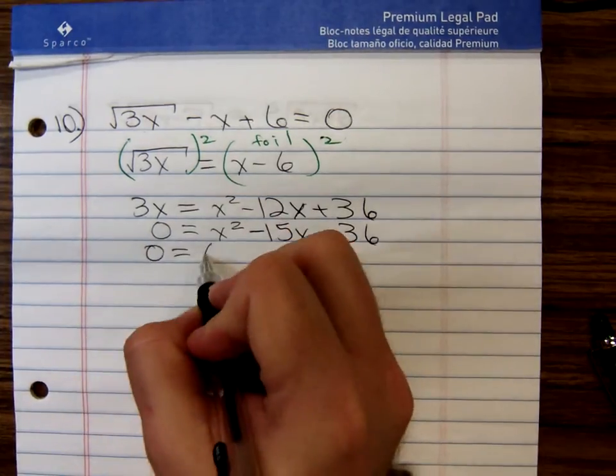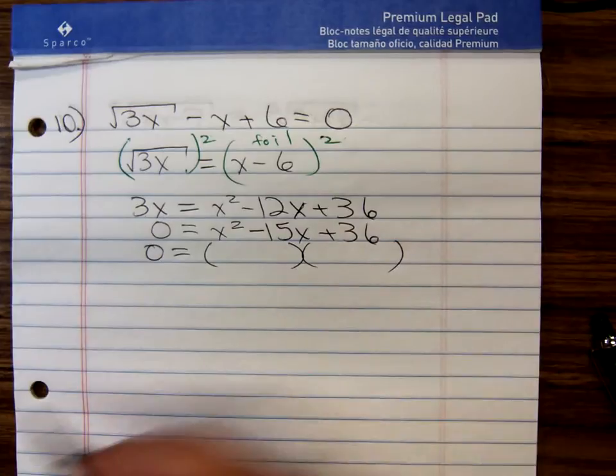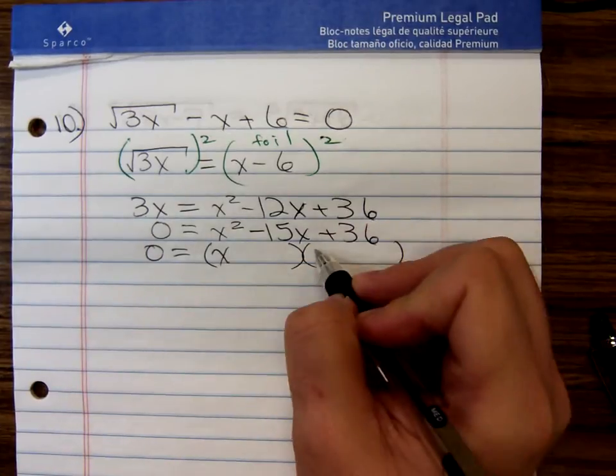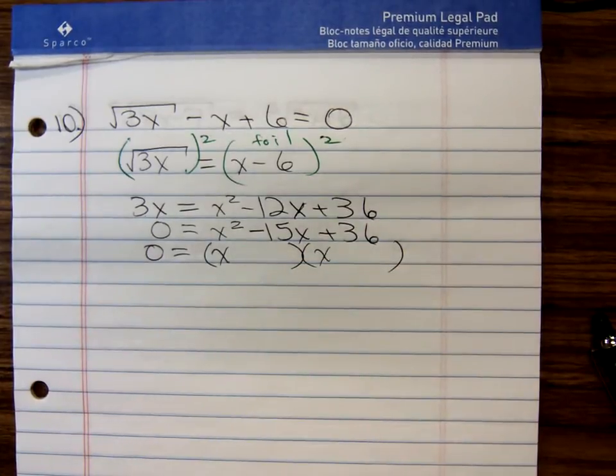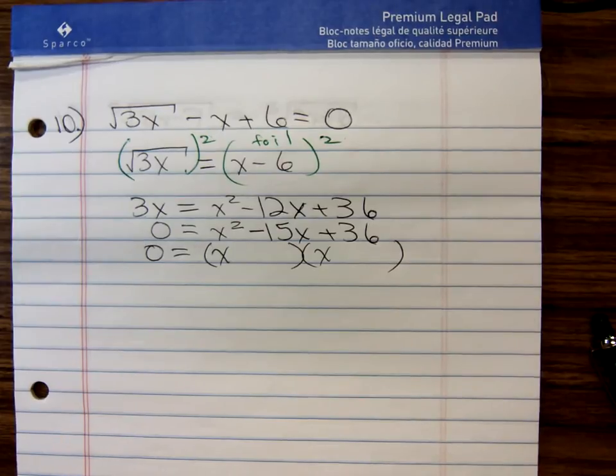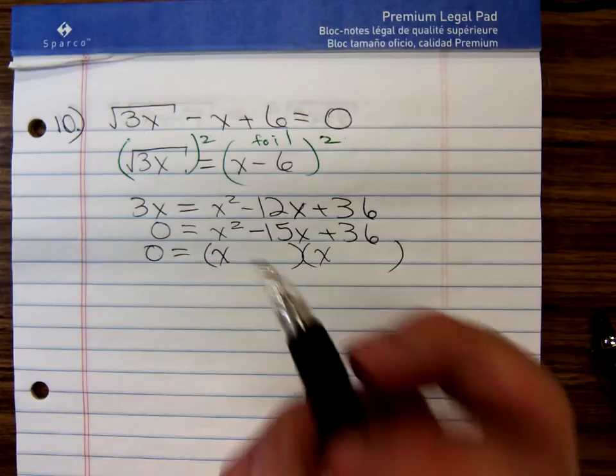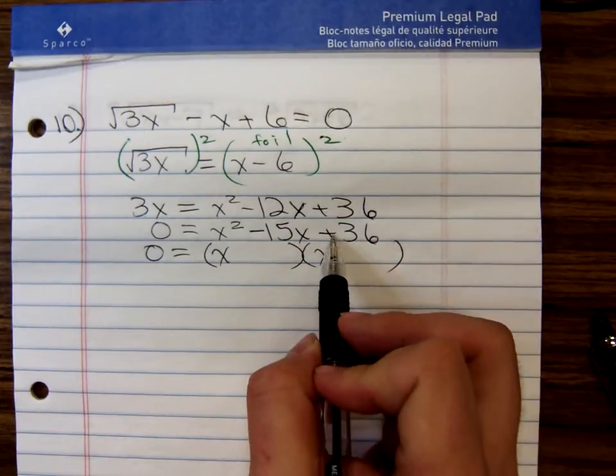Factor x and x, and 36. This is a simple trinomial. That's not too bad. What would you use? The second sign's a plus. That means it's one of the nice cases for signs.